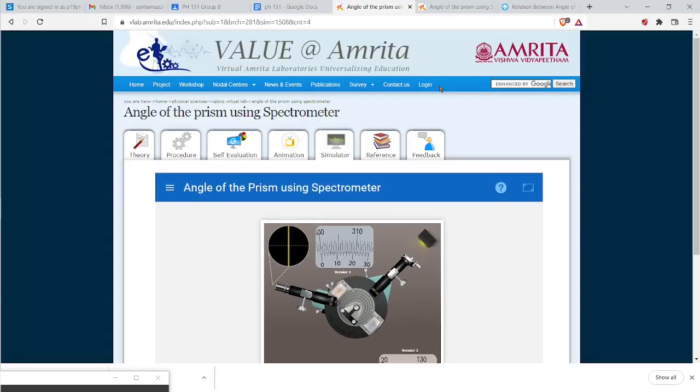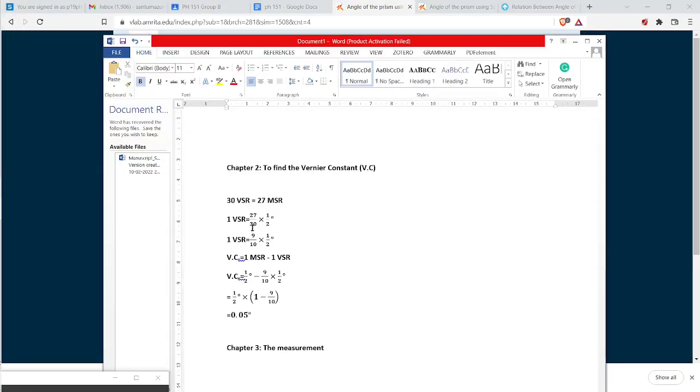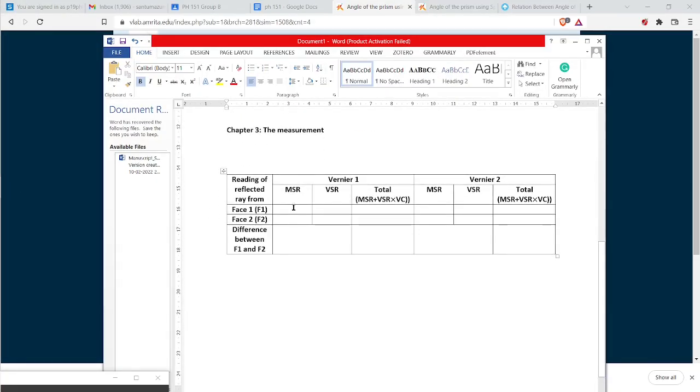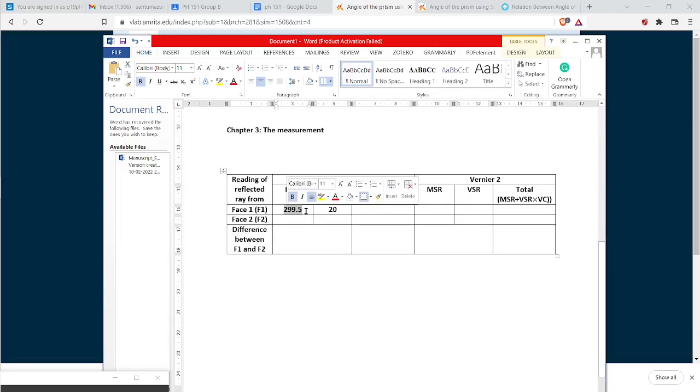So where to put it? Let's go back to your measurement. This is phase 1, this is 299.5, this is your vernier 1, so this is your vernier, say 20. So the total reading is the main scale reading, or MSR, that is also in degree, so I have to mention it in degree, and this total is also in degree.